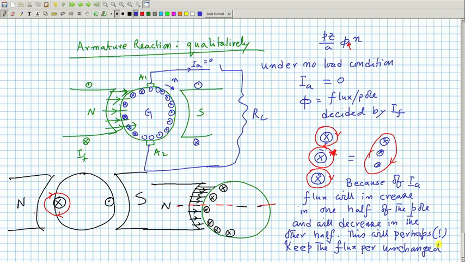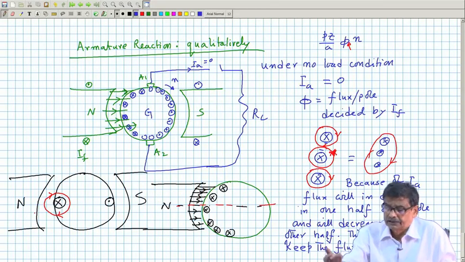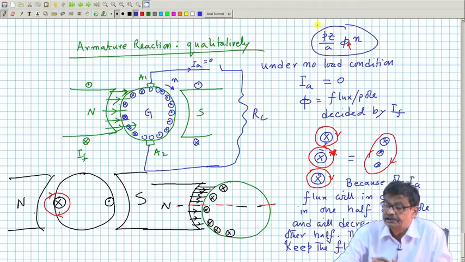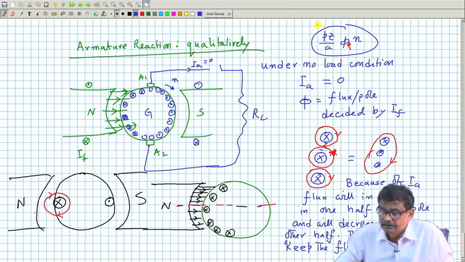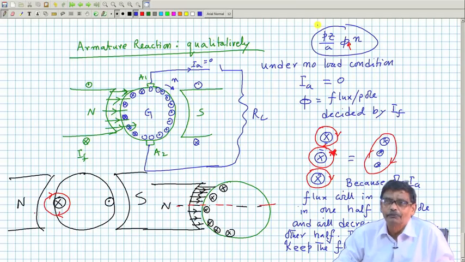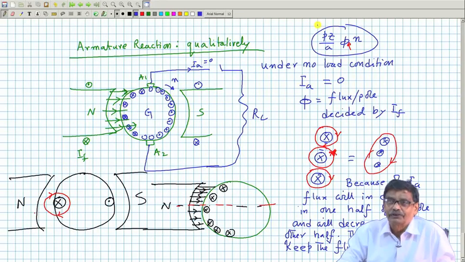Full load, say full load armature current is flowing. In no load armature current is 0, draw the rated current, then the argument may be like this, okay, flux per pole in one half increases, other half decreases. It is the flux per pole which decides the generated voltage, that then will perhaps remain same. If that would have been the case, life would have been much more easier. That argument is nice, but it has only got one thing we are not considering.